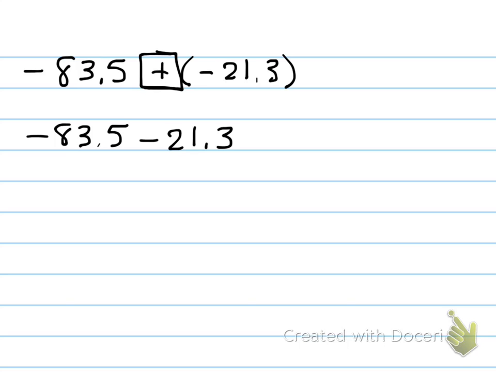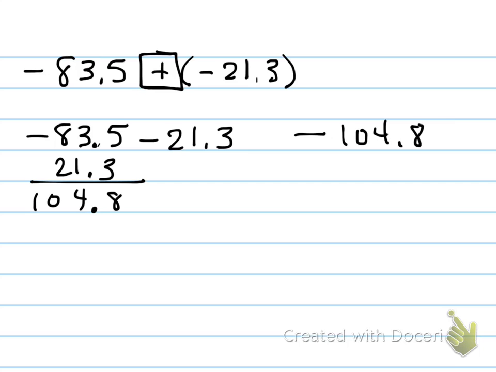Now, are the signs the same or different? Same. So I'll keep the sign, and what am I going to do to the numbers? Add them. So it's 83.5 plus 21.3. Just ignore the signs. But when you're adding decimals, you line up the decimal and then just add. So 8, 4, 10. The decimal in your answer is in the same place where it was. So that gives you 104.8. And since you already had your negative out there, then it's negative 104.8.